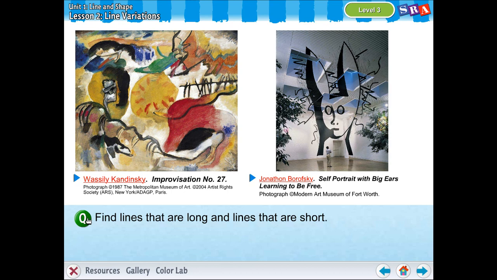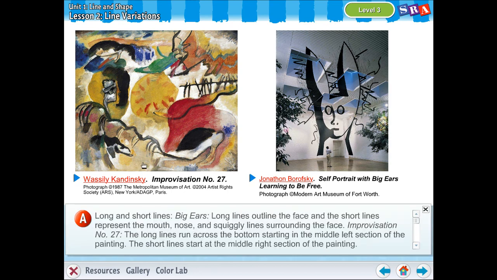In this first one, let's see where we can find lines that are long and short. So in this picture called Big Ears, you can see long lines in the outline of the face. You can see short lines that represent the mouth, the nose, the top of the head. Long lines run across the bottom, starting in the middle left section of the painting. Here's a really long one. And then short lines start in the middle right section, right here. Oh, okay, I see them right there.